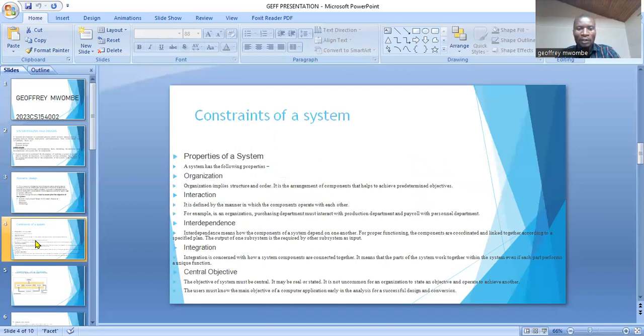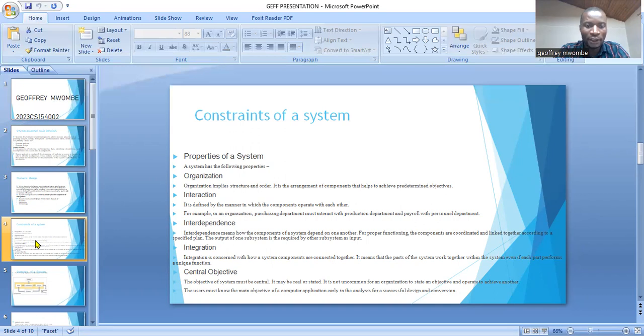Sorry, we move to constraints of a system. In other terms, it is the properties of a system. A system has the following properties: organization, interaction, interdependence, integration, central objective of the system. So organization implies structure and order, or it's the arrangement of components that helps to achieve predetermined objective.